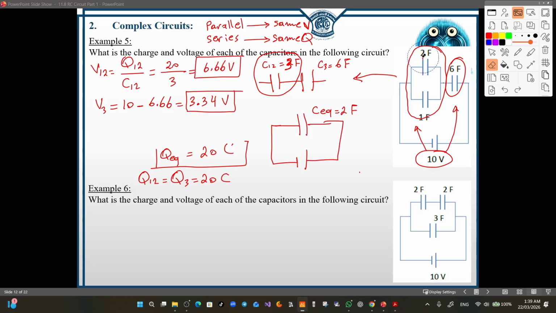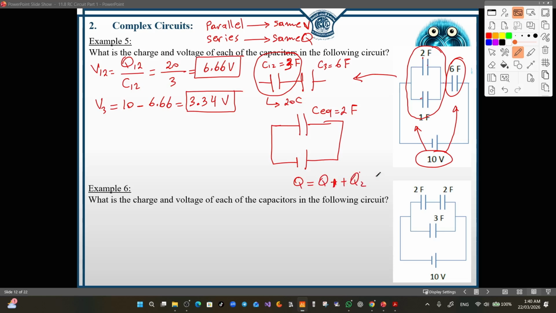Now, what about the charge in the 2 farad and the 1 farad? To find the charge in the 2 farad and the 1 farad, remember that the equivalent of these two capacitors will carry 20 coulombs, but it's not necessary that it will be half here and half there, because we have different amounts of capacitance, and they don't carry the same amount of charge as the equivalent because they are connected in parallel. Remember, in parallel always Q equals Q1 plus Q2. So the charge in the first capacitor plus the charge in the second capacitor will be equal to the charge in the equivalent of them.